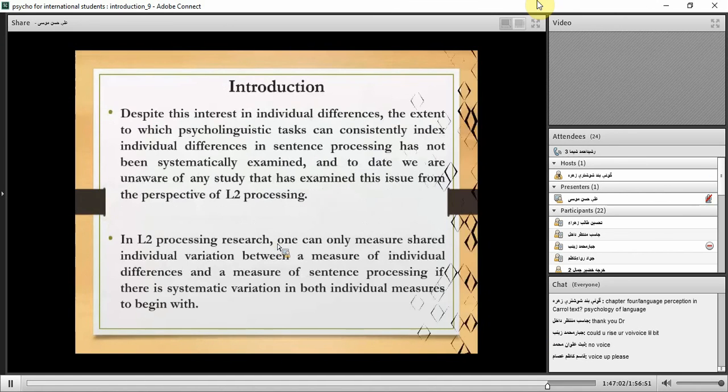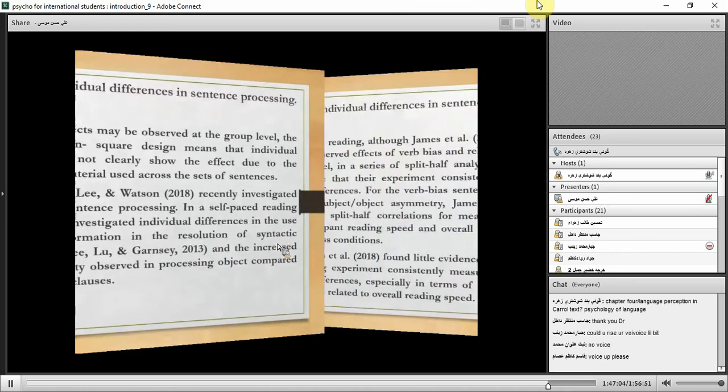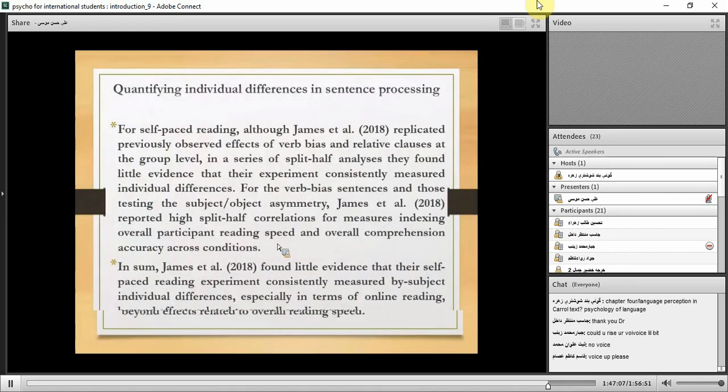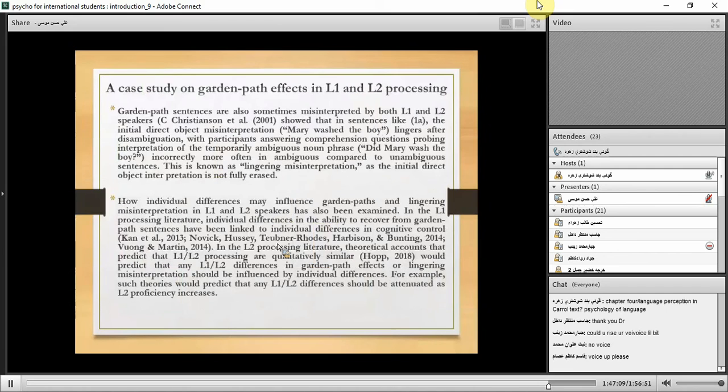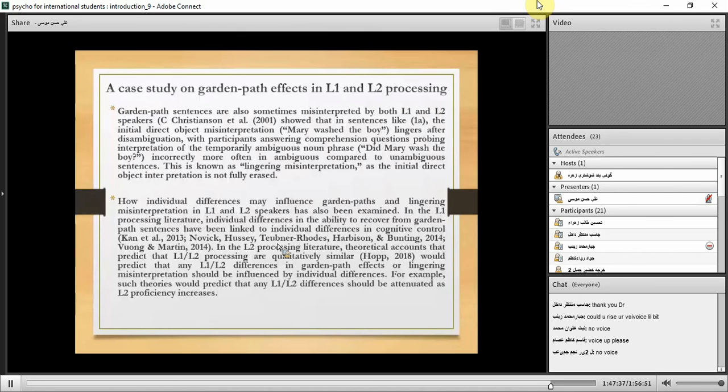Yes, with the name of God, I will start my presentation. Before starting the first one, I will give an illustration about the topic of garden path sentences. In psycholinguistics, a garden path sentence is a sentence that is temporarily ambiguous or confusing because it contains a word group which appears to be compatible with more than one structural analysis. Garden path sentences are also sometimes misinterpreted by both L1 and L2 speakers.